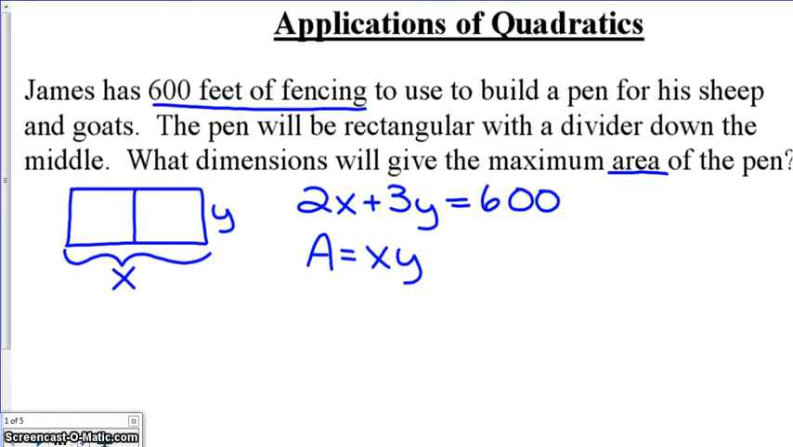All right, well, I have a system of equations. Because I want to maximize the area, I want to plug my perimeter equation into my area equation using substitution. So I'm going to solve for y and substitute in for y into my area equation. When I solve for y here, I get y equals negative 2/3 x plus 200. This is what I'm going to substitute into my area equation.